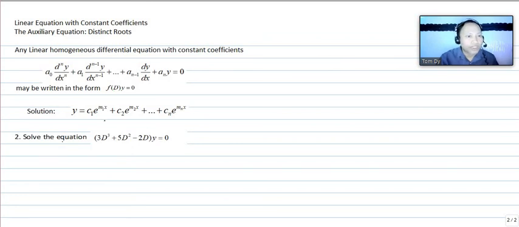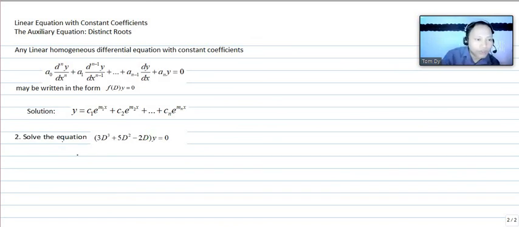We have another example. We have to solve the equation 3D cubed plus 5D squared minus 2D times y equals 0. If you have noticed, this one is in differential operators. So we have to solve this one. Take note, this one is the third derivative of y with respect to x, this one is the second derivative of y, and this one is the first derivative of y.